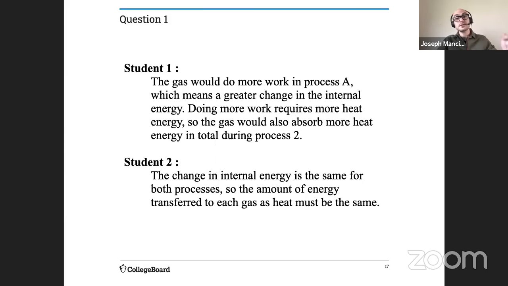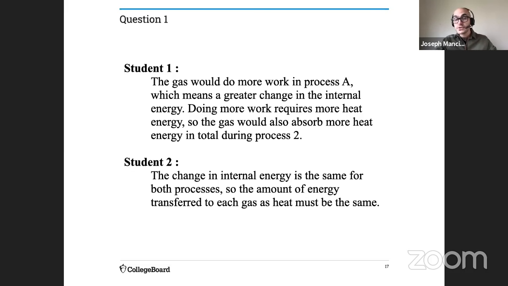Student 1 says the gas does more work in process A, which means a greater change in the internal energy. Doing more work requires more heat energy, so the gas would also absorb more heat energy during process A. Sorry, that should have said process A. Student 2 says the change in internal energy is the same for both processes. So the amount of energy transferred to each gas must also be the same. Now, each student said at least one right thing and at least one thing that needs some tweaking. So let's take a look at what those things were.